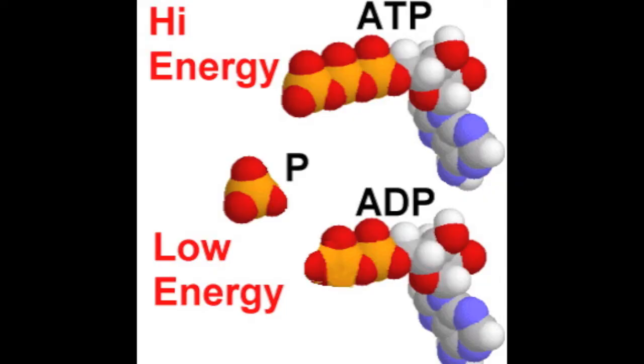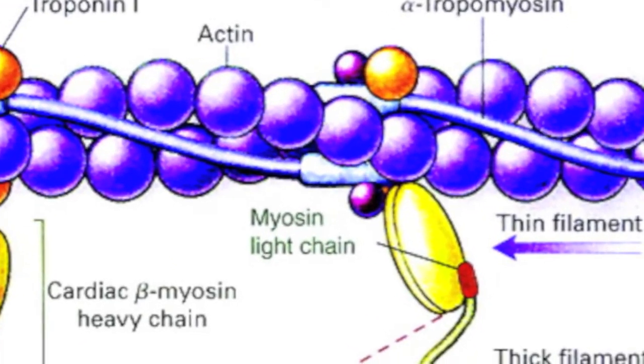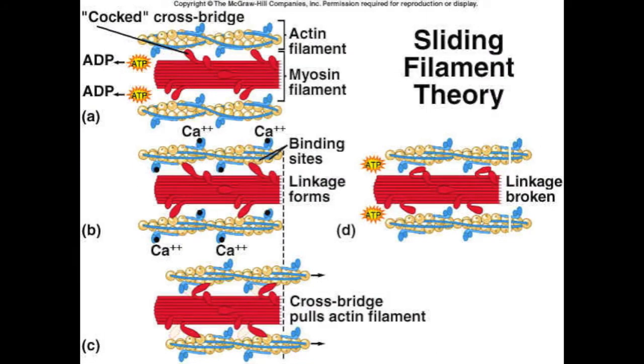The ATP is then broken down into ADP. This activates the myosin head to bind and start again. The latter process is called the sliding filament model.